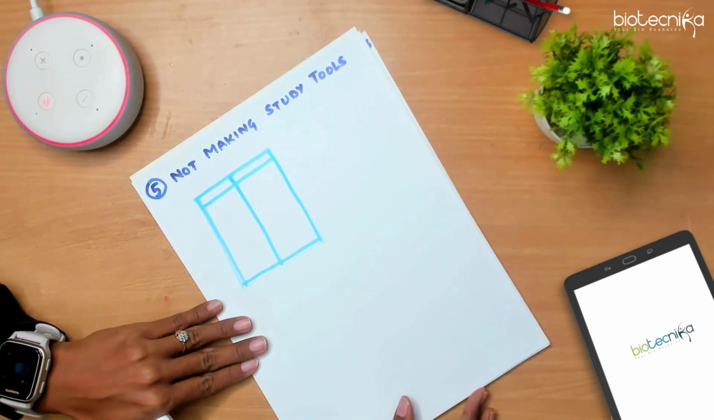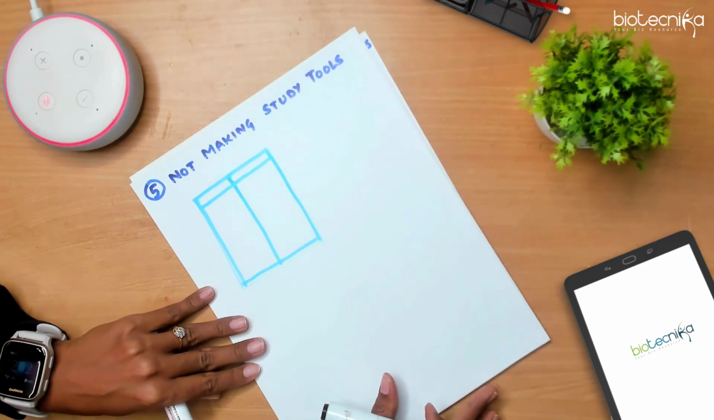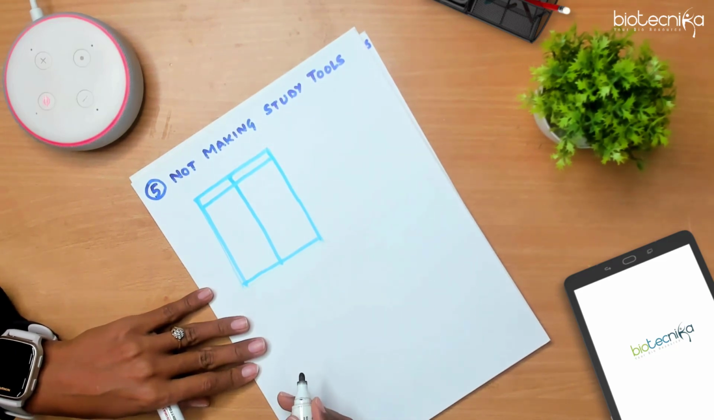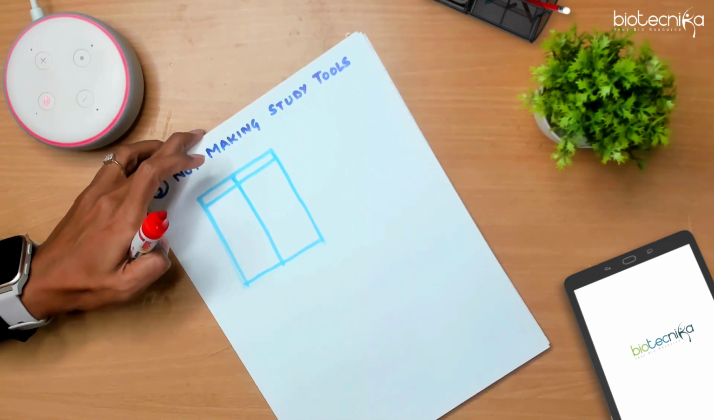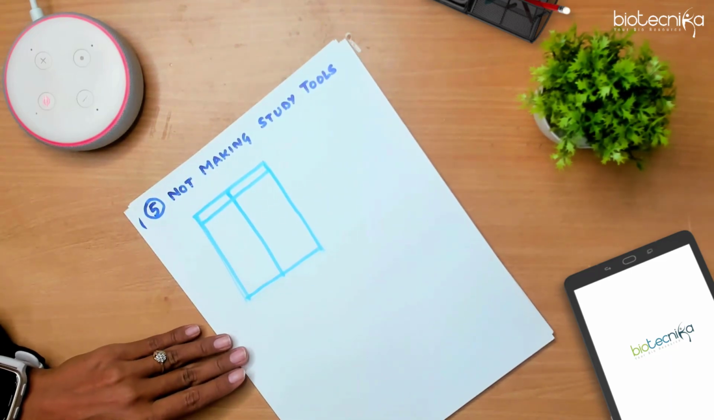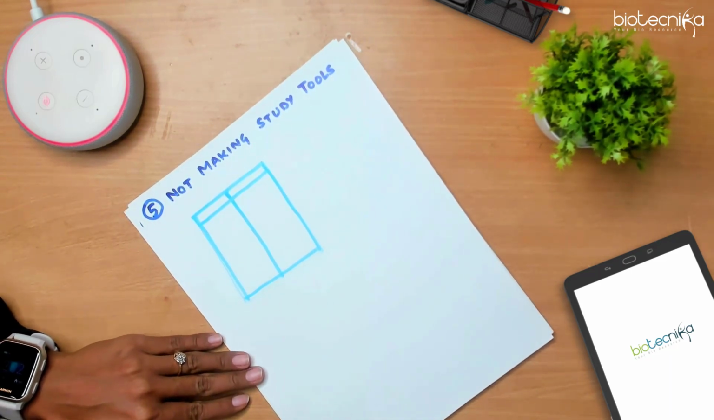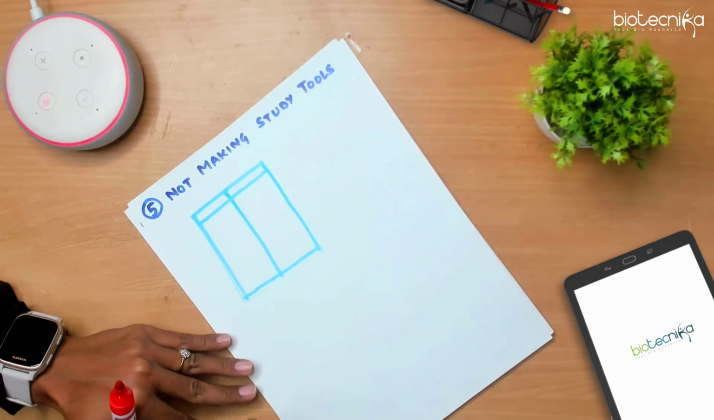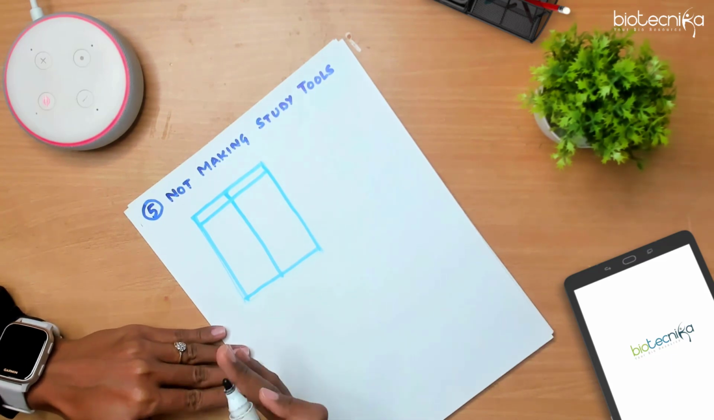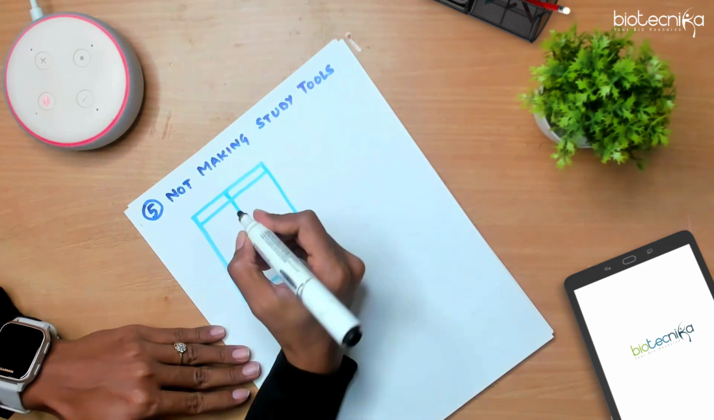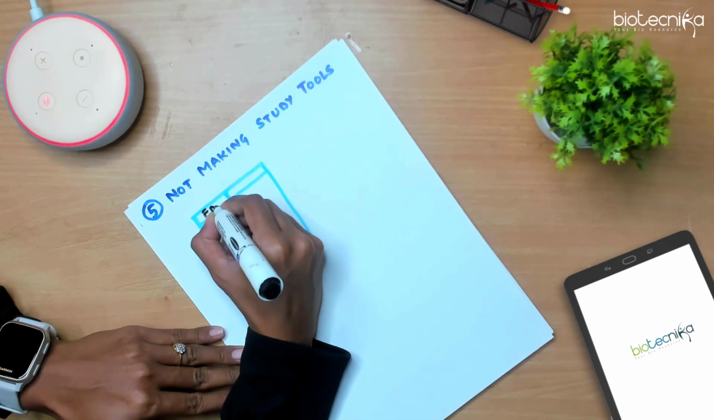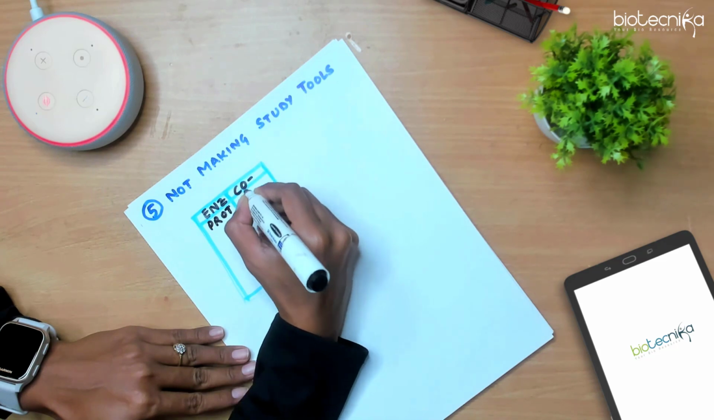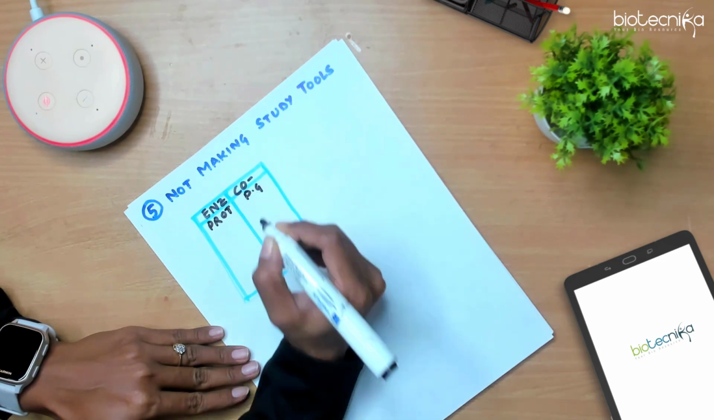Next concept is not making proper study tools. See, you will not get totally consolidated tools anywhere. Biotechnica does provide revision tools for easy access, like difference charts and concept wheels, all concepts together in a place. But I will suggest you also make your own separate revision tools, study tools, right? For example, let's say what is the enzyme name or what is the protein name and what type of cofactors it is having or what type of prosthetic group it is having.